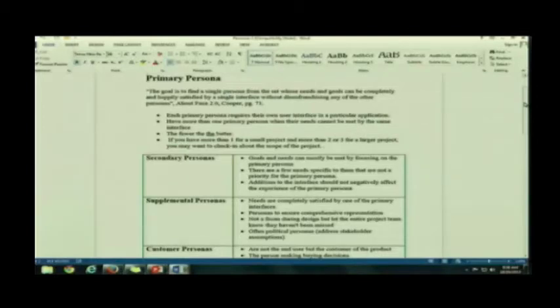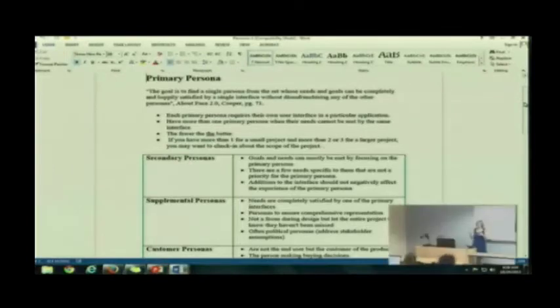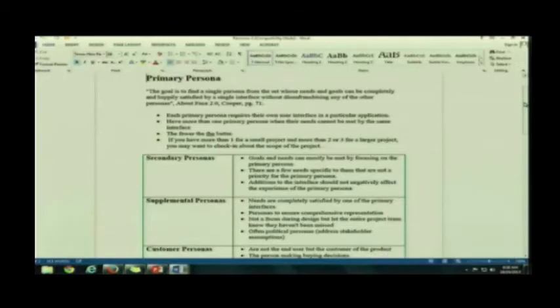Who remembers what a primary persona is? Primary user. Right, so it's the archetype of your primary user. Yeah, that's who you're going to focus on. Remember how many primary personas you have per interface? One for each interface. And when you are designing that interface, does everything that your primary persona needs get satisfied by that interface? For your primary persona? Yes.